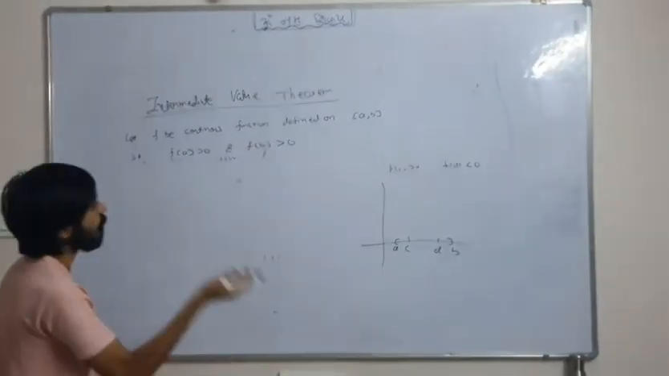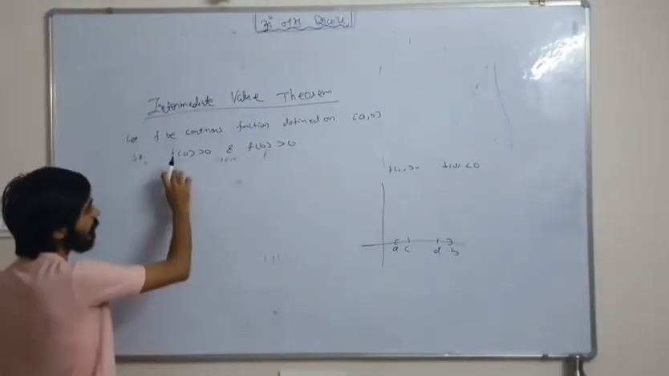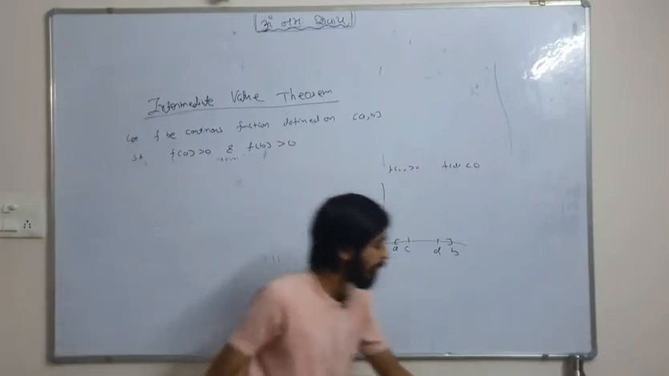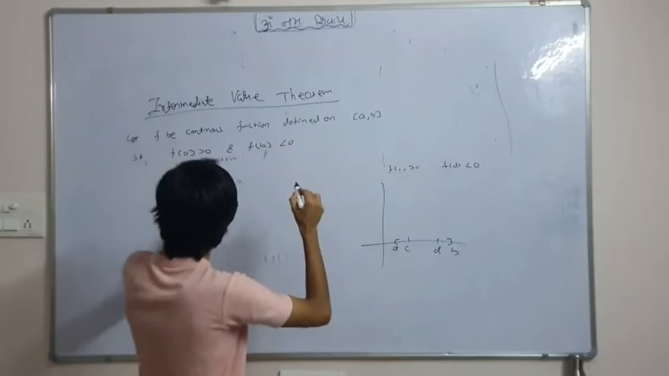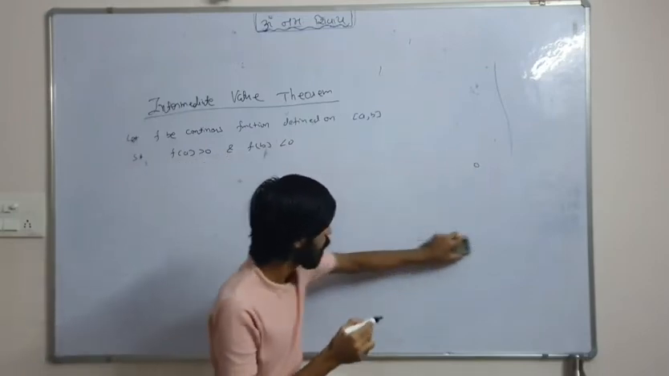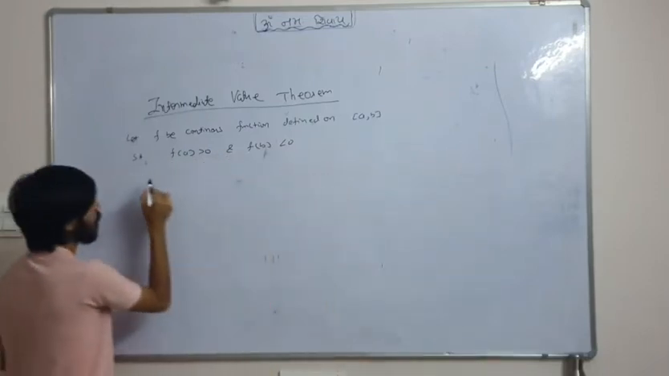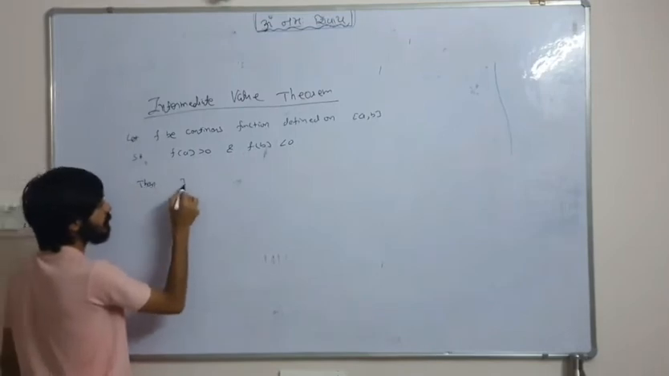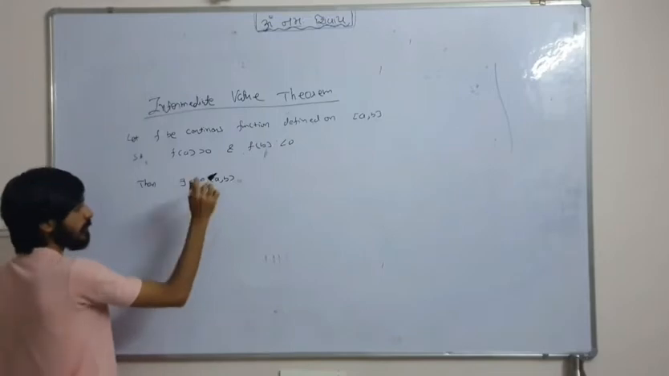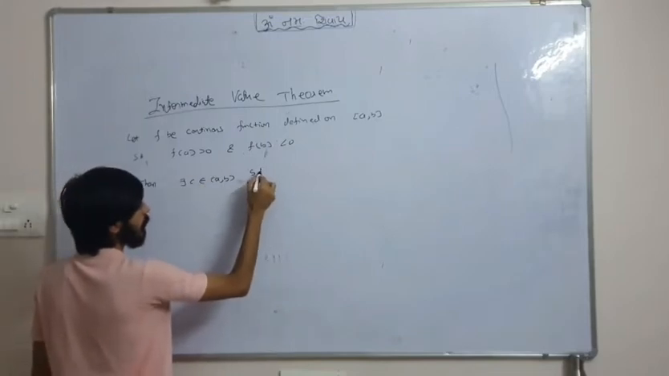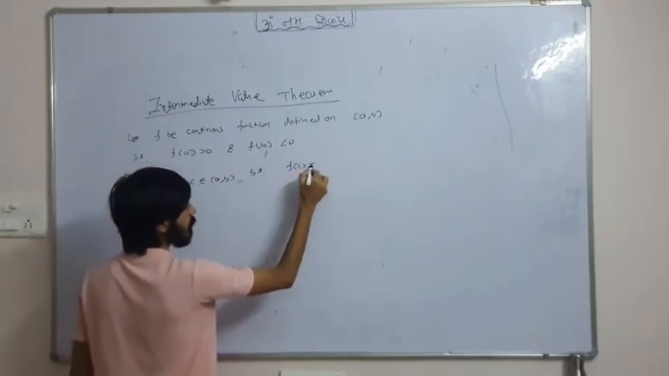Okay, so it does not matter. So f(a) is positive, and sorry, here it will be f(b) is less than 0. Then there exists some c inside the open interval (a, b) such that f(c) equals 0.